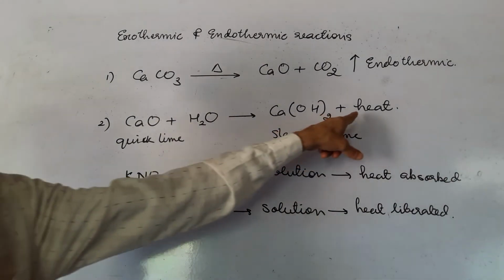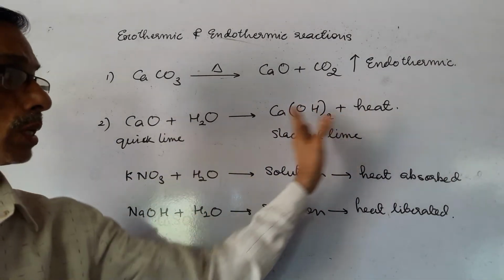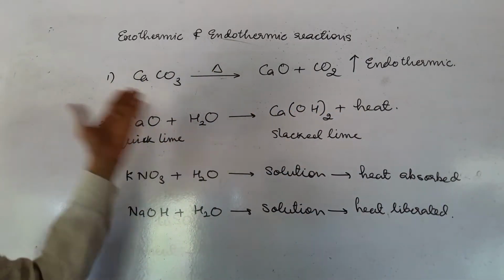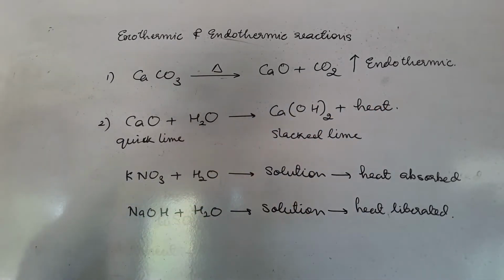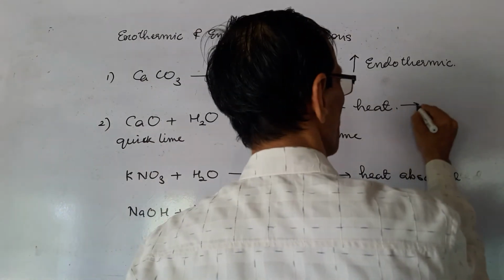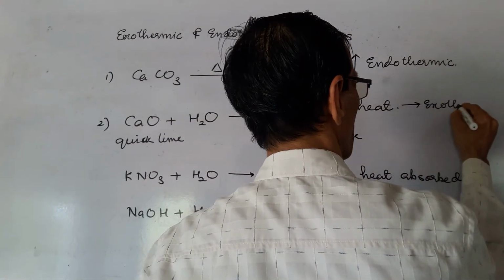So here heat is liberated and heat is shown on the product side. Here the heat is shown on the reactant side, there the heat is shown on the product side. Since the heat is liberated, it is called an exothermic reaction. This reaction is called exothermic.